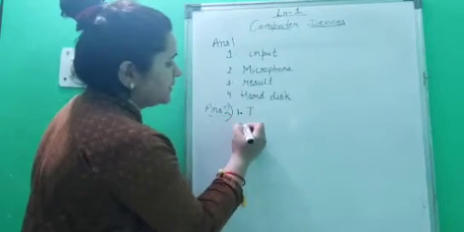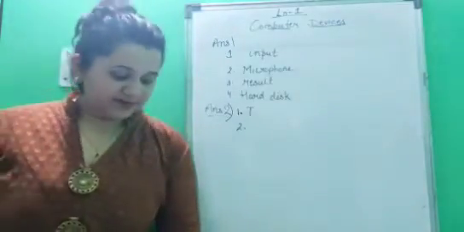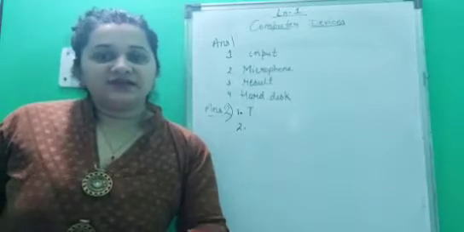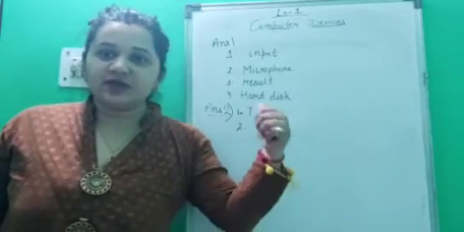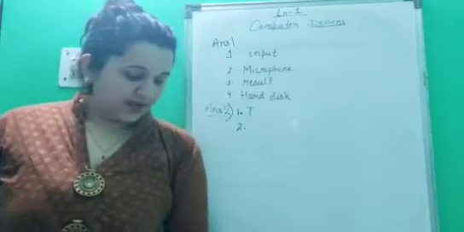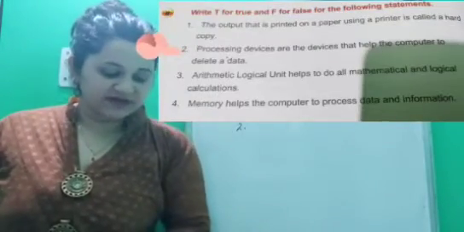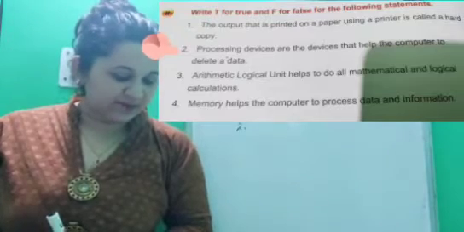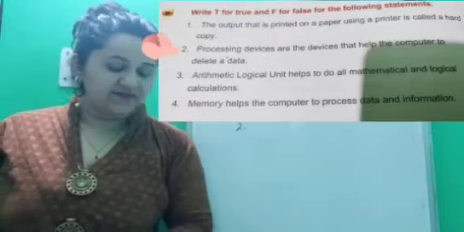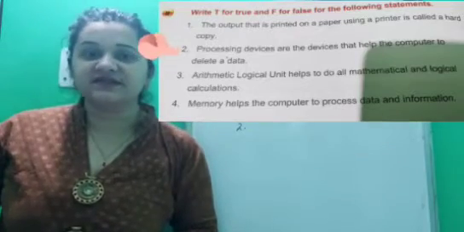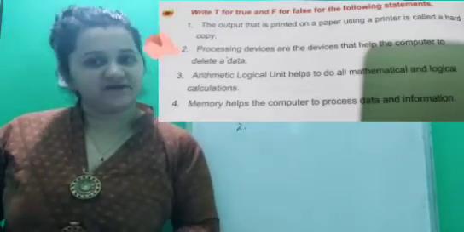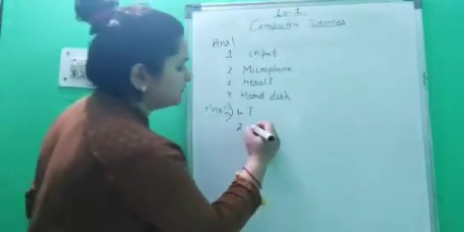Now, come to the second part. Let's first discuss. The output that is printed on a paper is called the hard copy. The output which you see on the monitor screen is the soft copy. Now, second point: processing devices are the devices that help the computer to delete data. No, children. Processing devices help the computer to process the data, and it will give you the meaningful result. So this statement is false.